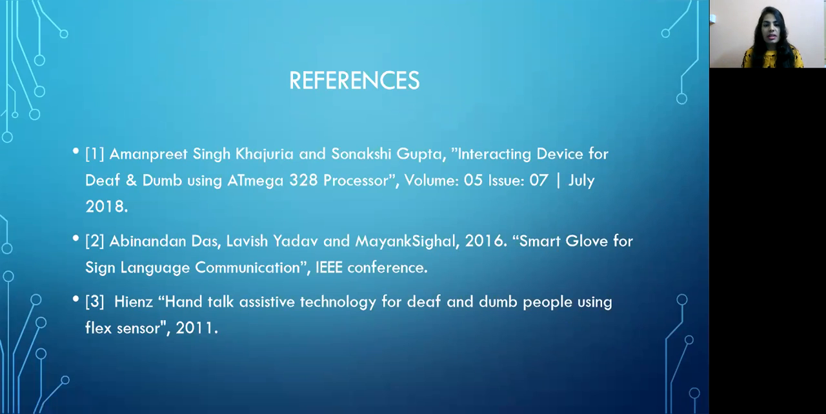These are the IEEE journal papers I have referenced before writing this paper, and they discuss the various methods used for the current existing systems.